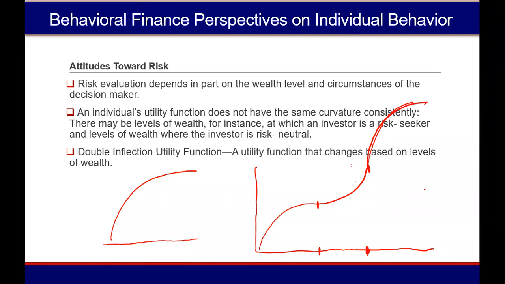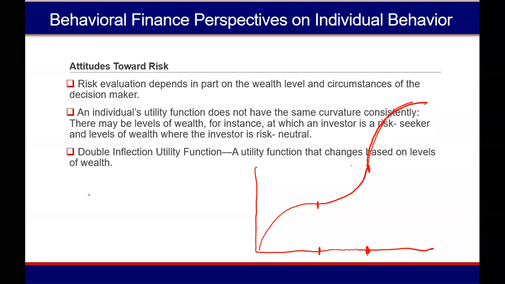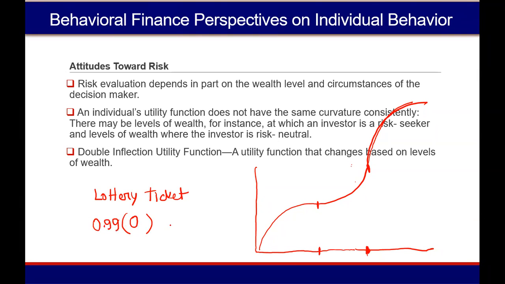Okay, so what does it mean? Just to give you an example, it has been found that middle class people, not the poor class, not the rich class people, middle class people are very likely to buy the lottery ticket. This is the expected outcome of lottery. What is the expected outcome of lottery? Zero?